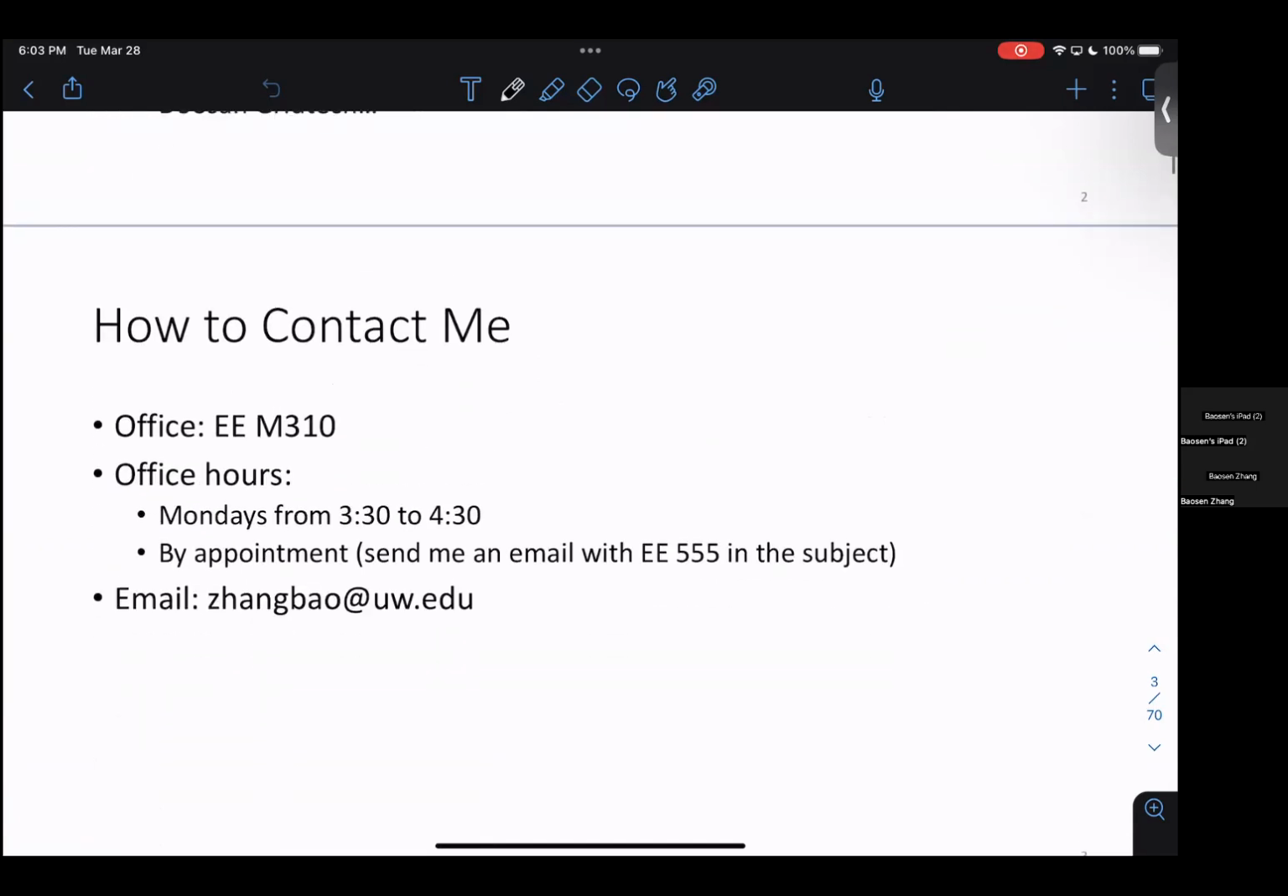So how to contact me, right? My office is upstairs. I'm in 310. I will have an office hour on Mondays from 3:30 to 4:30. Now, in my past experience, some people will need some help, especially once we get into the programming part of the class. So I do encourage you to come to the office hour if you're able to. If you're not able to make it, email me. I can find other times to work with you.